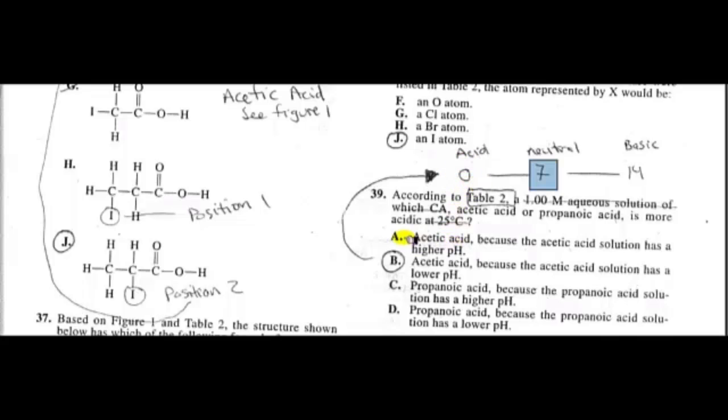In this particular case, acetic acid versus propanoic acid, we saw that when we went to table 2, acetic acid was the one that had the lower number and therefore is more acidic. B for problem number 39.